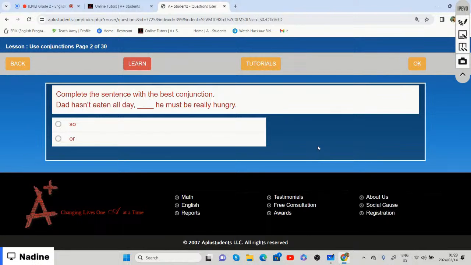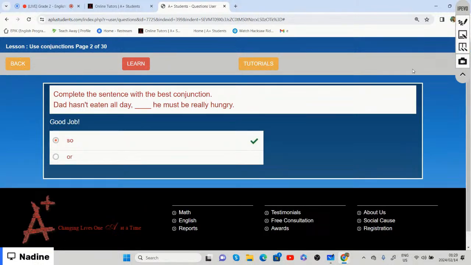So Dad hasn't eaten all day. And then we say, so he must be really hungry. So he must be really hungry because he hasn't eaten all day.